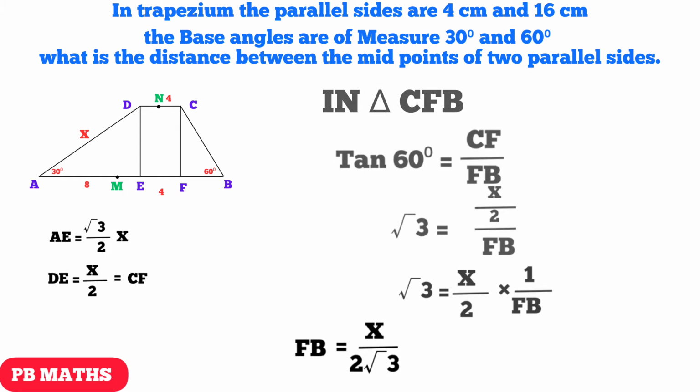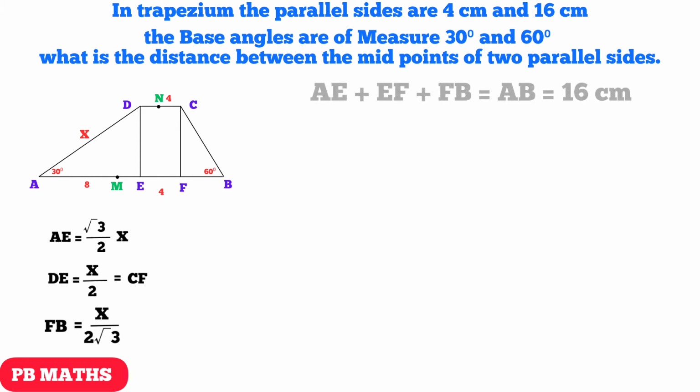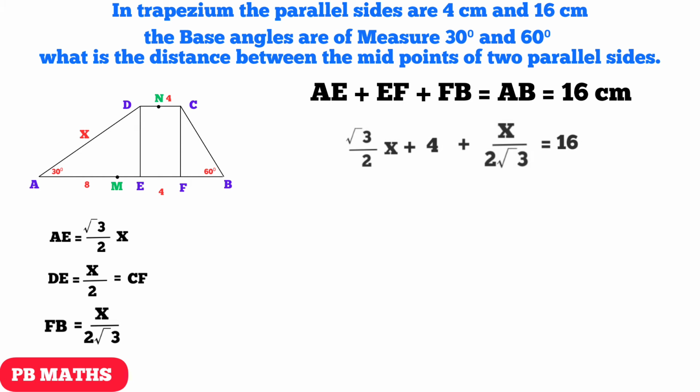Now we can write AB as AE plus EF plus FB equals 16, because it is given that the length of AB is 16 centimeter. We expressed AE and FB in terms of x. So let's use it and try to find out the value of x. So AE is root 3 by 2 into x, plus the value of EF which is 4, plus the value of FB which is x by 2 root 3, equals 16.